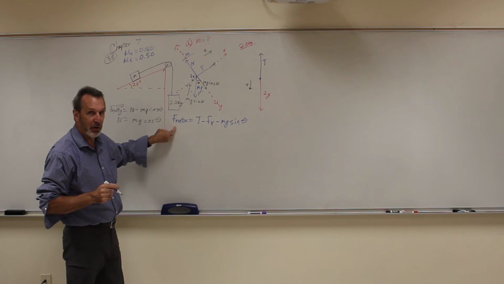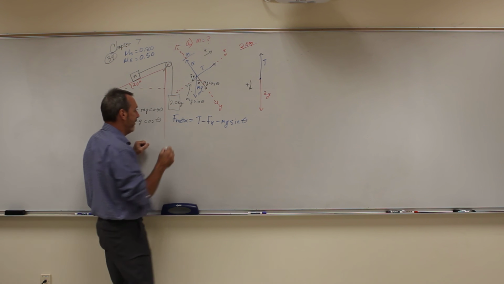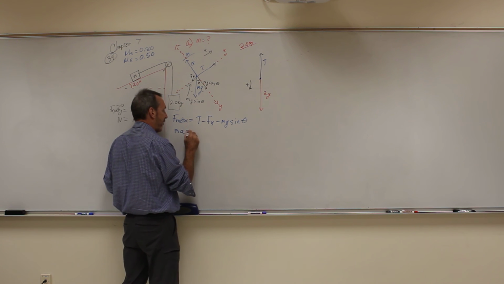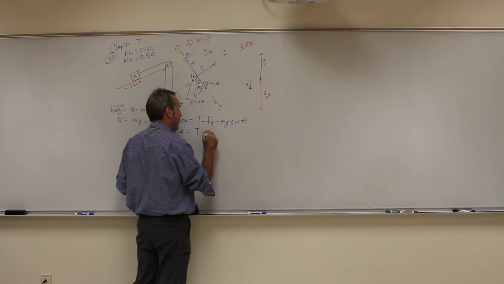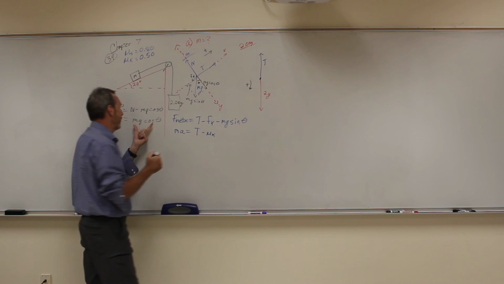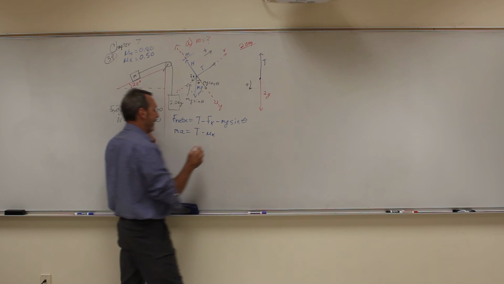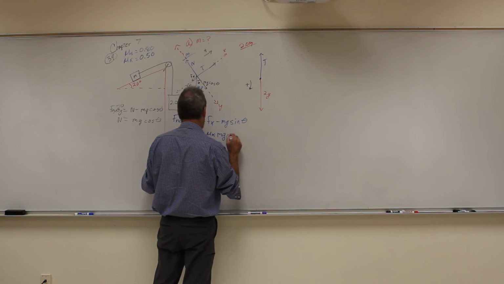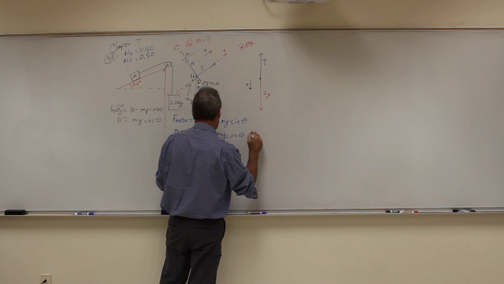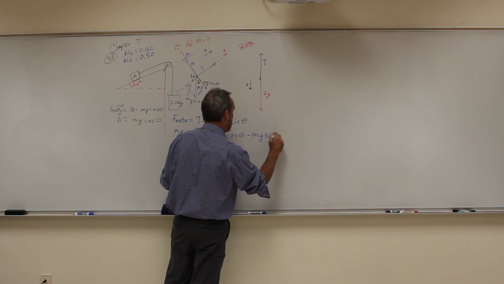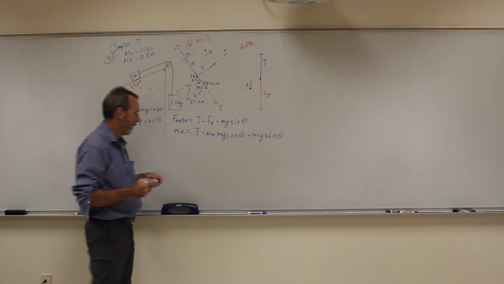Now it's accelerating, so I don't put 0 in there. I have to put ma. So this is the mass times the acceleration is equal to T minus mu sub k times the normal force. Well, the normal force didn't change, so I'm just going to put that in, which is mg cosine theta minus mg sine theta.